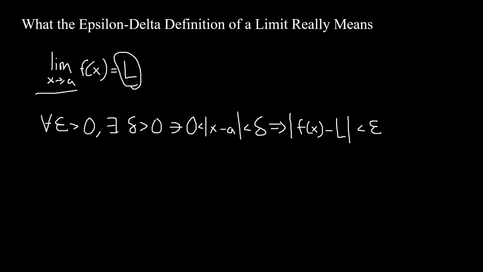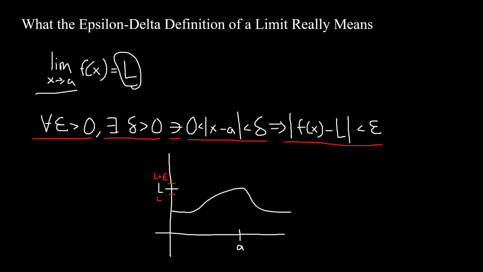Enter the epsilon delta definition of a limit. So what does this statement really mean? Well, it just means that for all epsilon greater than 0, there exists a delta greater than 0, such that whenever the absolute value of x minus a is greater than 0, but less than delta, then the absolute value of f of x minus L is going to be less than epsilon.